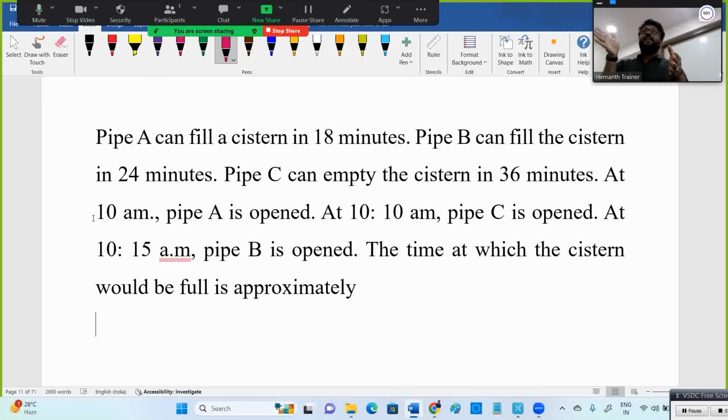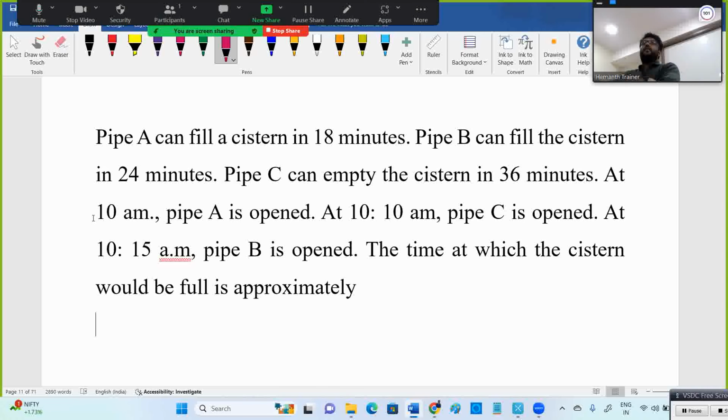Whereas C is opened at 10:10, B opened at 10:15. See, in general, what they'll give the question is they don't mention 10 a.m. and all like this. A is open. After 10 minutes, C is open. After another 5 minutes, B is open. After how many minutes tank is filled? Like that they'll ask, but here they added the timings at 10 a.m., 10:10, 10:15 like that. No issue.